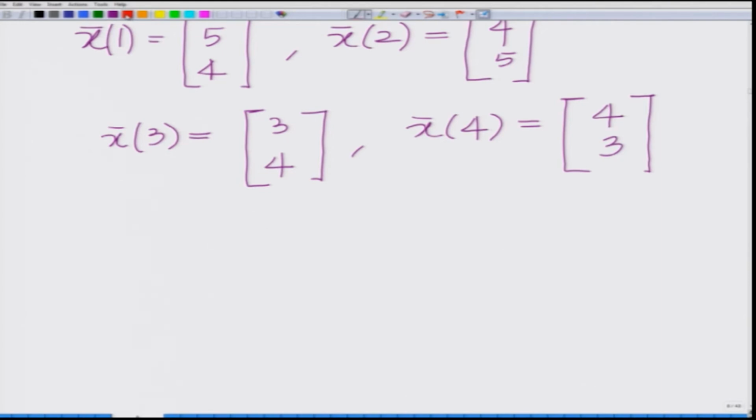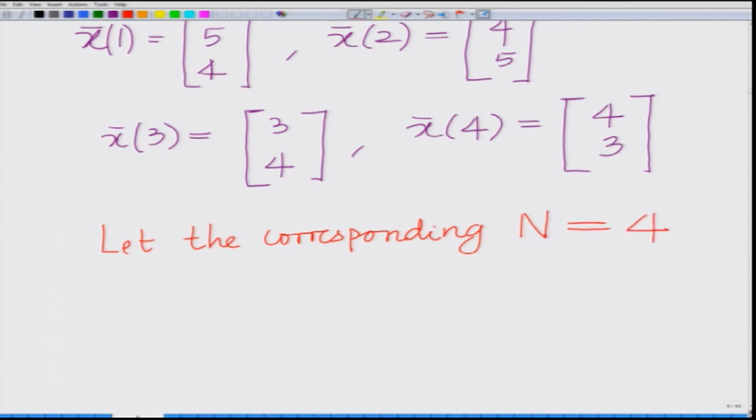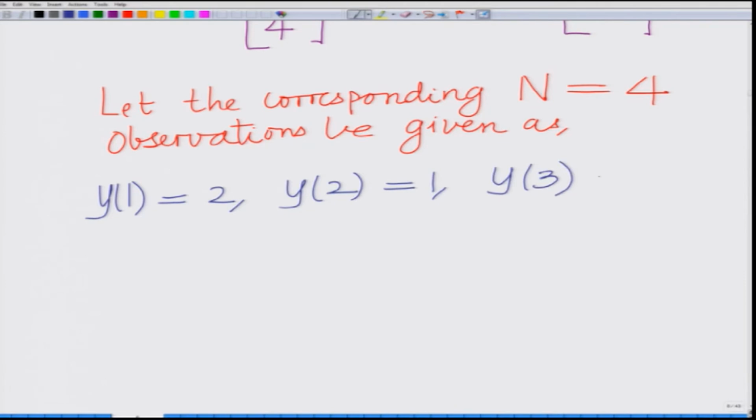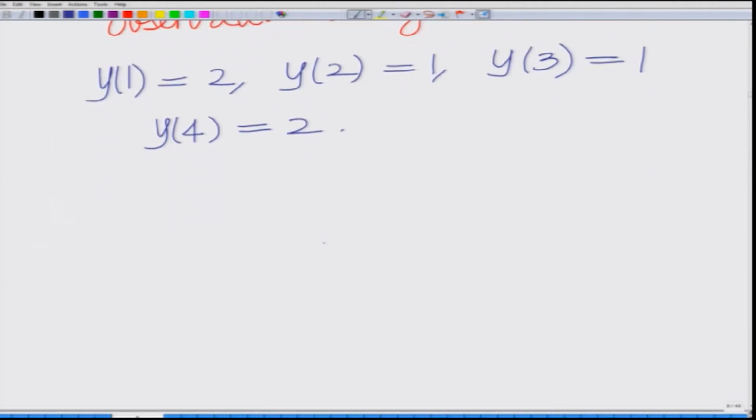And consider the observations. We have n equal to 4 pilot vectors, corresponding to this we will have n equal to 4 observations. Let the corresponding n equal to 4 observations be given as y1 equals 2, y2 equals 1, y3 equals 1, y4 equals 2.